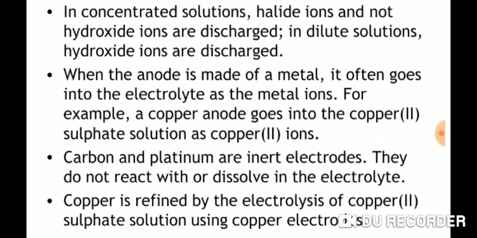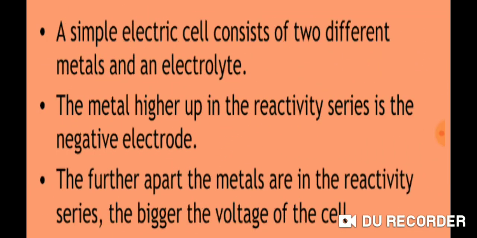When the anode is made of a metal, it often goes into the electrolyte as a metal ion. For example, copper anode goes into copper sulfate solution as Cu2+ ions. Carbon and platinum are inert electrodes. They do not react with or dissolve in the electrolyte. Copper is refined by the electrolysis of copper sulfate solution by using copper electrodes.